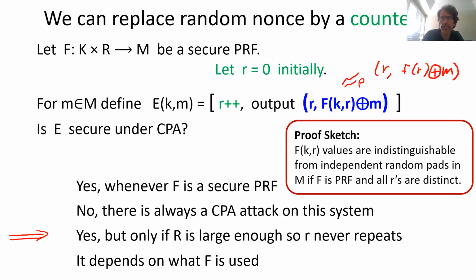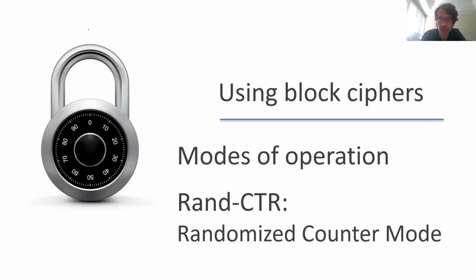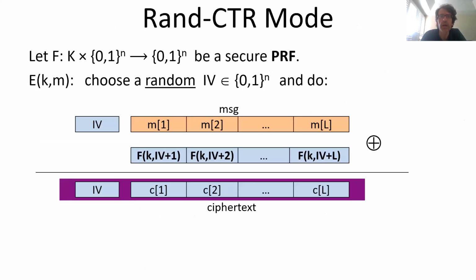So people don't like deterministic counter modes, and a design that is secure with randomization, without keeping state, is preferable. Okay, this will actually come up as modes of operation of a block cipher. So let's look at this. Basically, what we have seen here is a randomized counter mode.